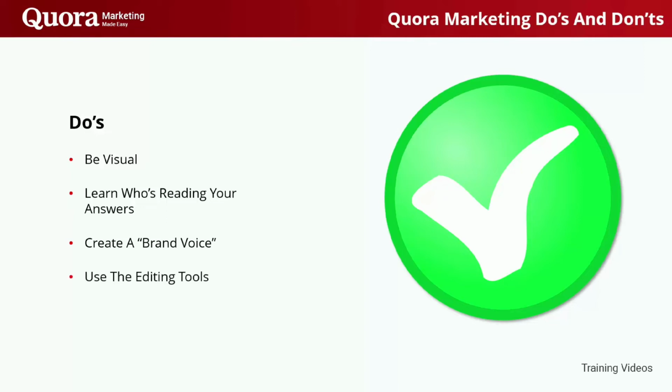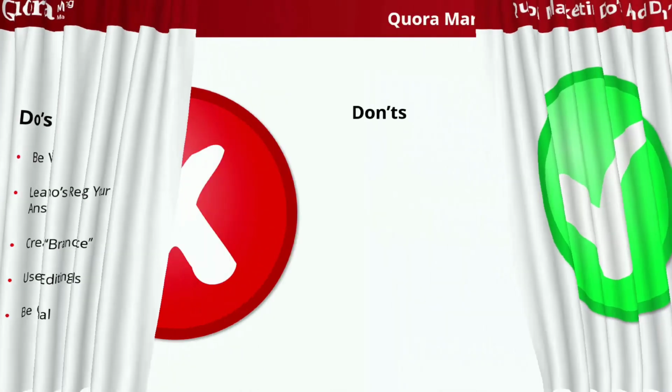Use the editing tools. Formatting your answers the right way is vital to establish authority, so learn to use the editing tools available when you compose an answer or question. Be original. Before composing an answer or question, we recommend you to use the search bar to find out previous answers to similar questions on the same topic. That way, you will be able to identify missing information that you can add to the conversation, as well as to craft more original responses.